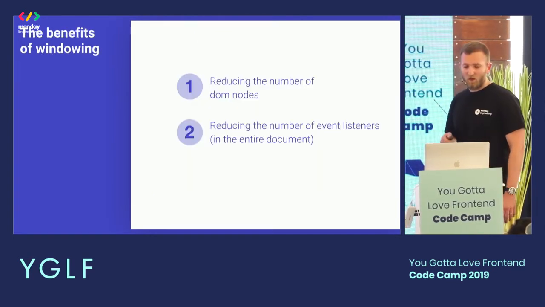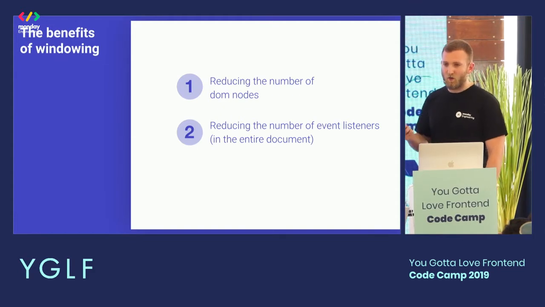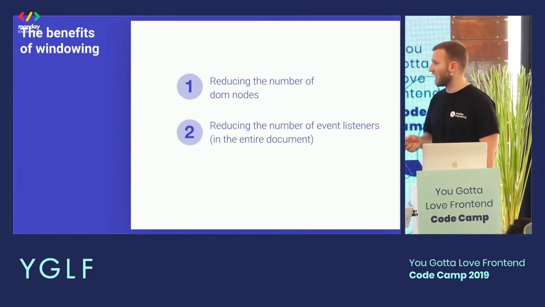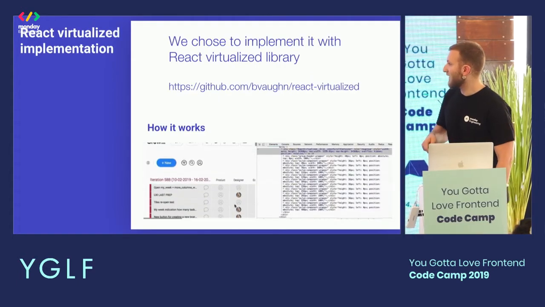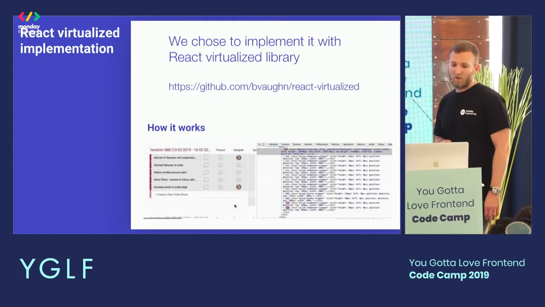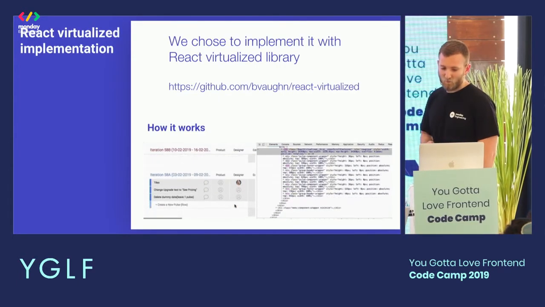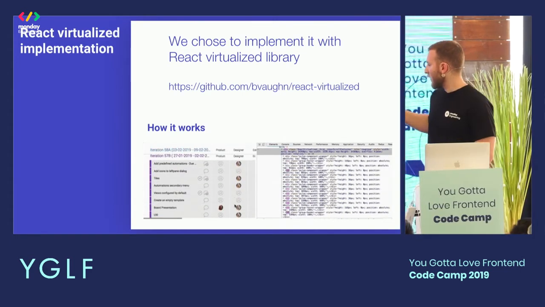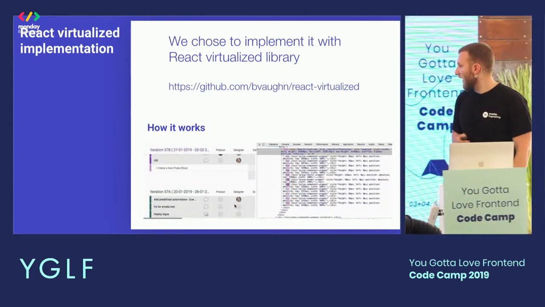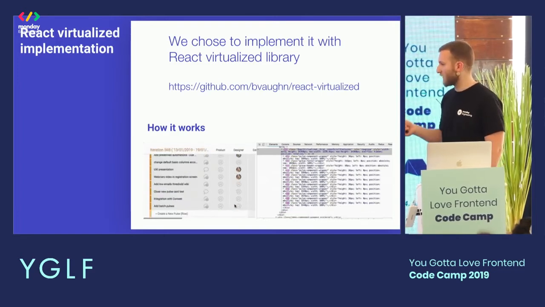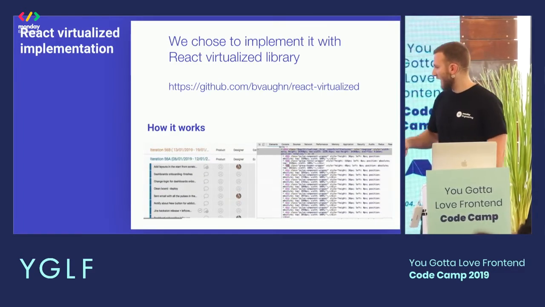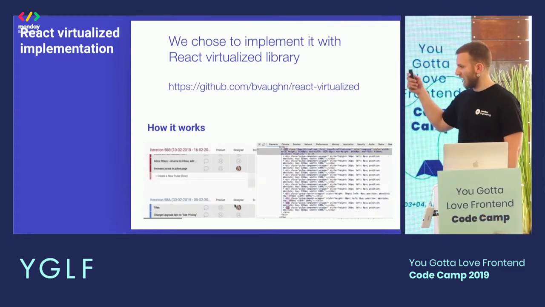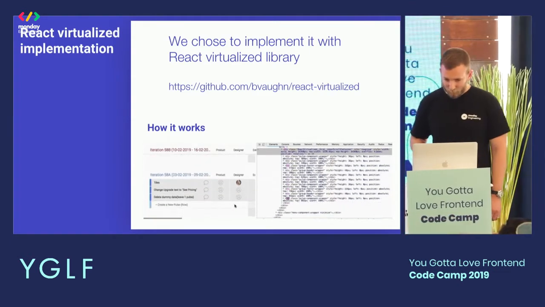The benefits of windowing are that we reduce the number of elements and the number of event listeners that we have in the DOM. For example, we decided to implement it with the React virtualized library, and it works like this: when we scroll down the page, each new element that should appear on the screen is created at the end of the list, and the first element is deleted from the top of the list.